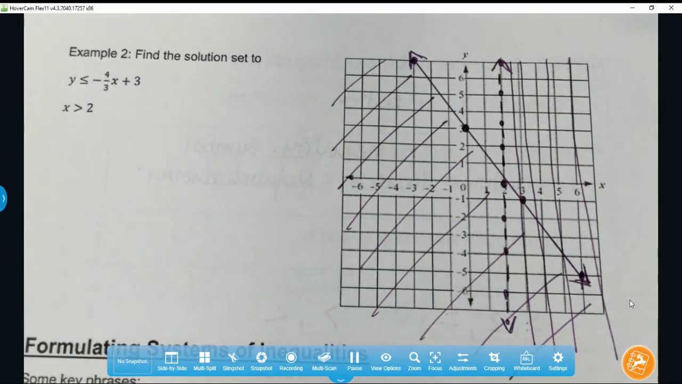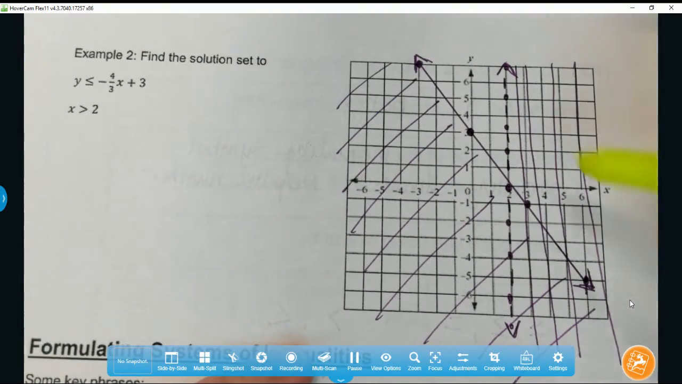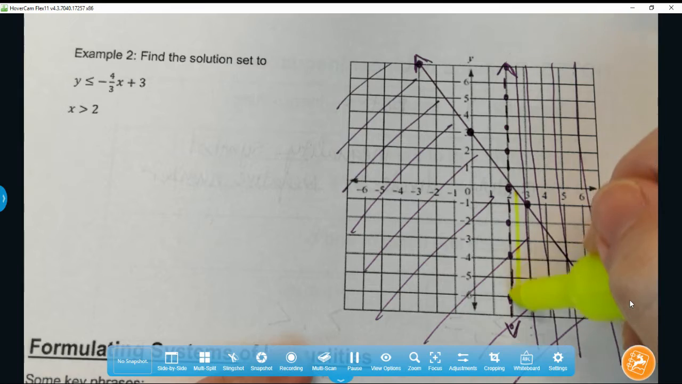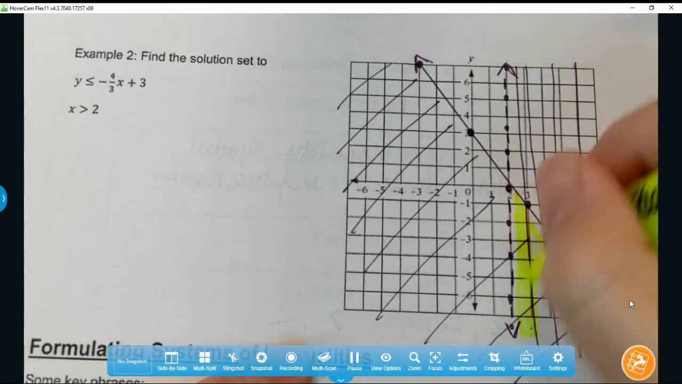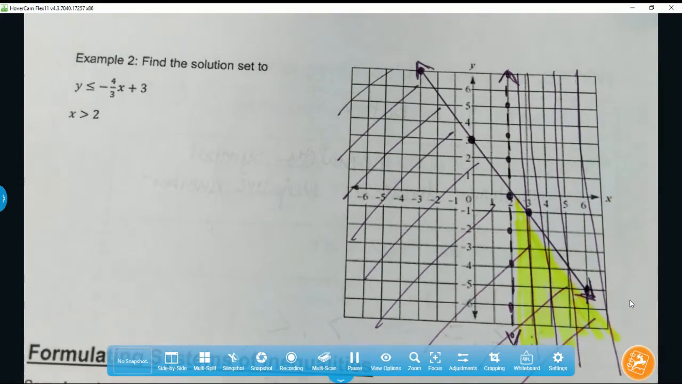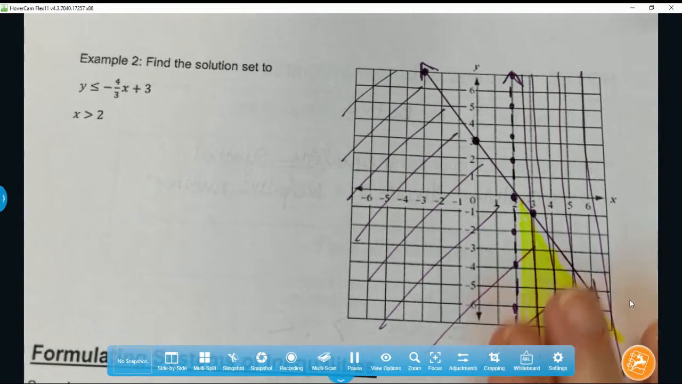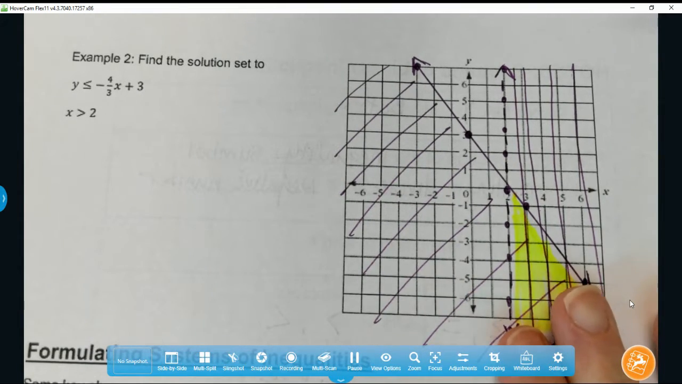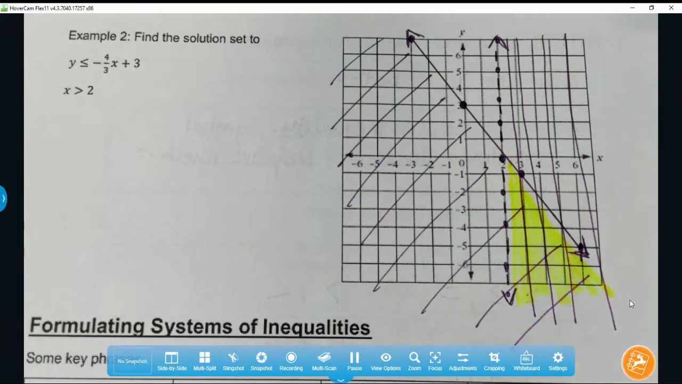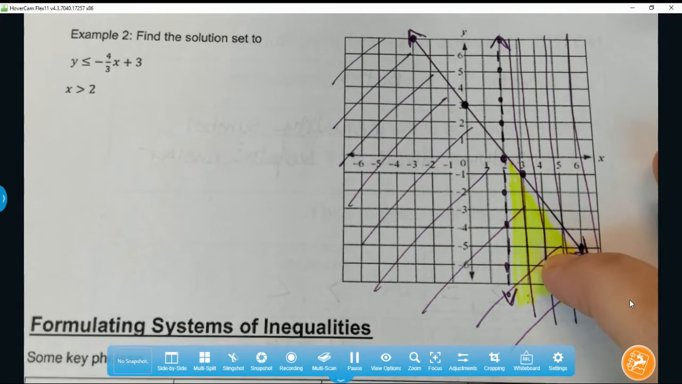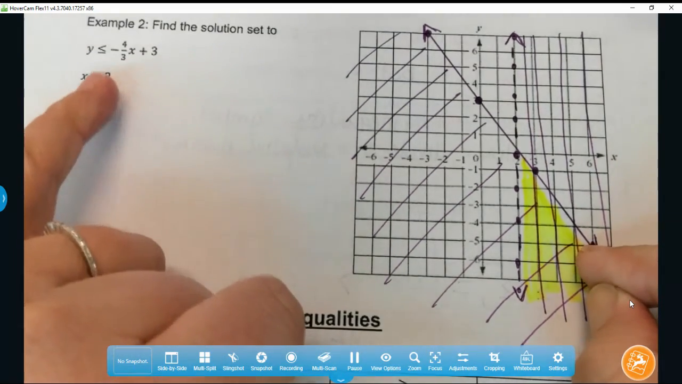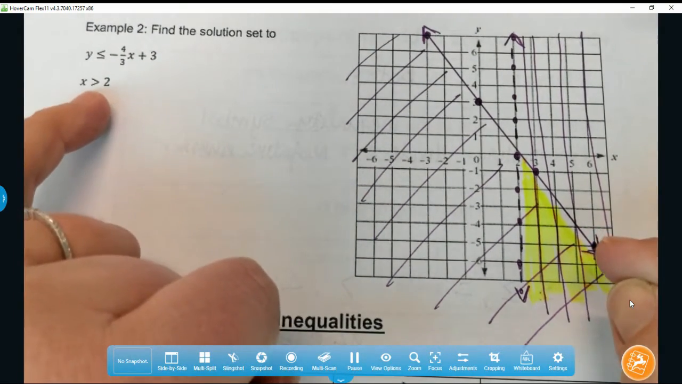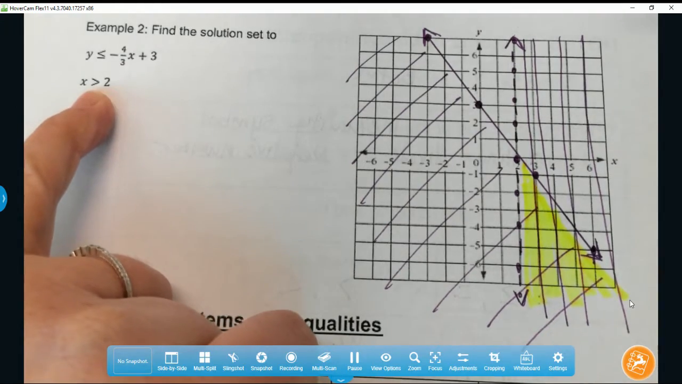And then what we would see is that in this area here, it is shaded for both of them. So that area would be our solution set. So kind of the big idea is whenever you shade them, just think about where do they overlap, and that's going to be your solution set, because anywhere in this area, like I said before, when you pick a point, it's going to make the inequality for the -4/3 x plus 3 true, and it will make the inequality x is greater than 2 true.